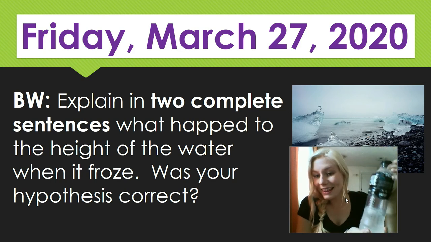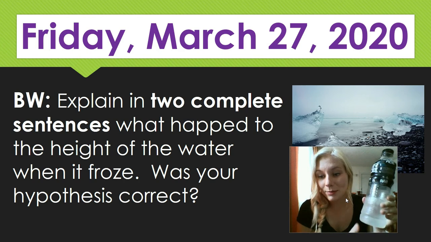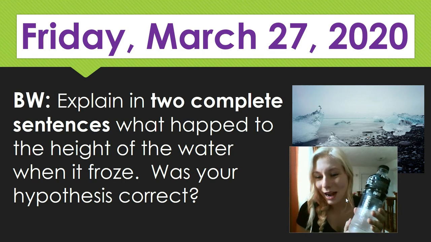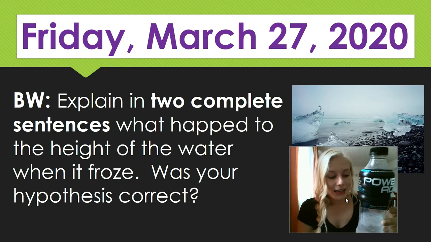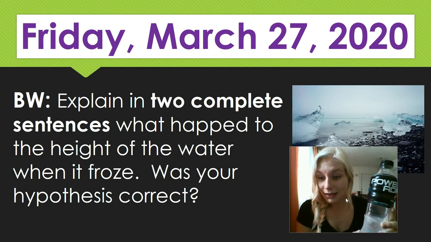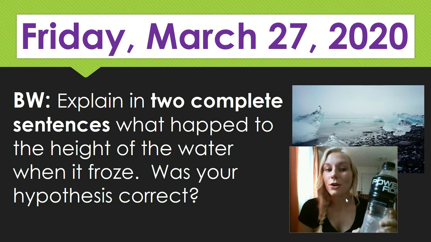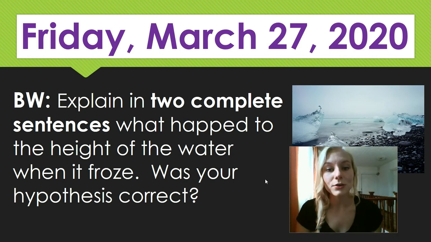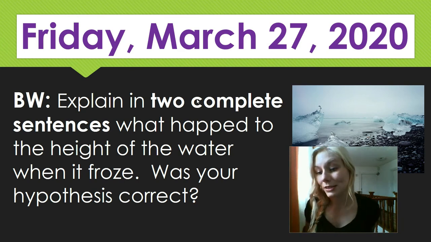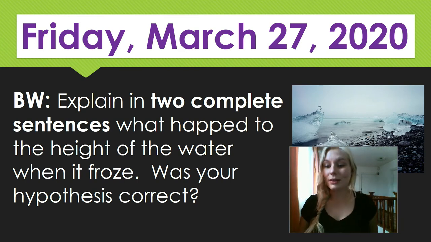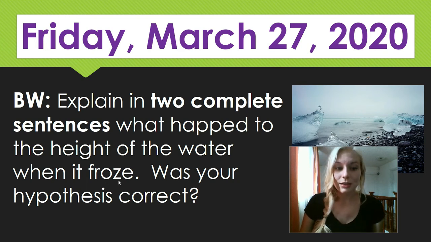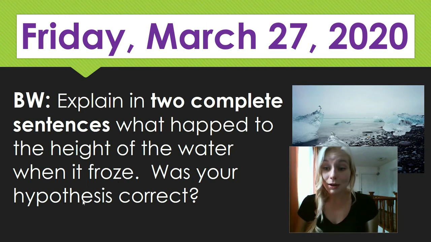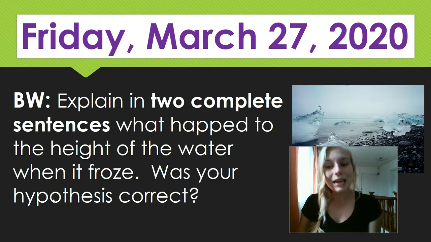The main thing that I wanted you guys to understand and get out of this experiment, which a lot of you, again, already knew this probably would happen, was that the level of ice is higher than the level of water. So in your board work, you're going to explain in 2 complete sentences. I see a lot of you when you turn in your work to me that you're not writing complete sentences. And that's something we always do in class, so I know that you know better. Explain in 2 complete sentences what happened to the height of the water when it froze. Was your hypothesis correct?